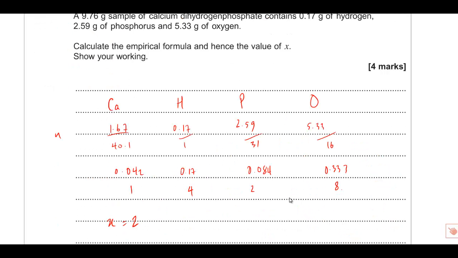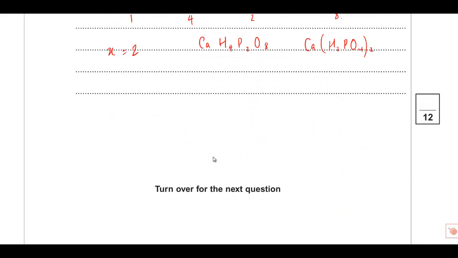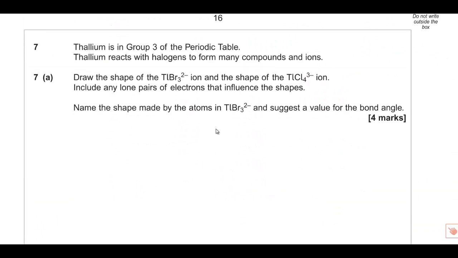So the empirical formula then would be, because it does ask you to write that as well, calculate the empirical formula and hence the value of X. Probably done it in a bit of a weird way around, but you could do it in two ways. You could do it as H4P2O8, or going from what they've done, the example, Ca(H2PO4)2, and that's 4 nice little marks. So it's not too bad. Different, bit of a twist on the normal sort of empirical formula question, but I quite like it. 12 marks there. I think this is probably the final question now.